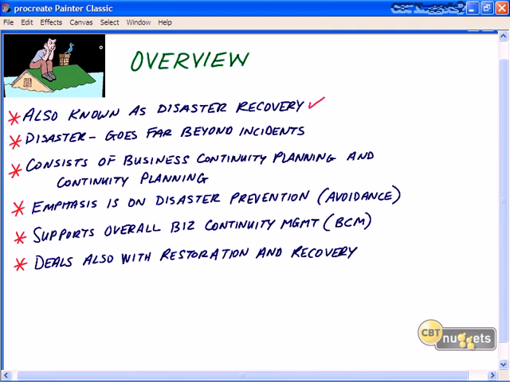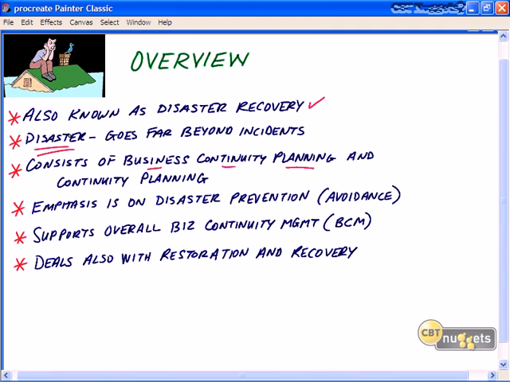It should be part of, and as we're going to look at later on, a business continuity plan. So you can look at this as circles that are overlapping, okay? It consists of business continuity planning and overall continuity planning. Remember, a disaster goes well beyond just an incident or a problem. We're talking about something that can actually stop the operation of our business or organization.